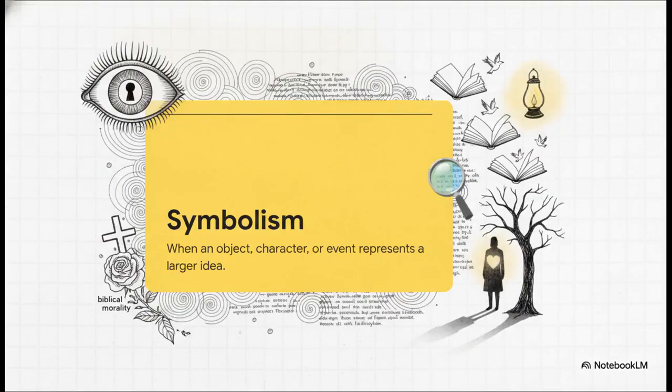Okay, moving right along to our second tool, symbolism. So if imagery is all about the senses, symbolism is all about the mind. Symbolism happens when an object, a character, or even a specific event represents a much larger, abstract idea. It's like a hidden layer of meaning resting right beneath the surface of the text. It totally rewards the careful reader, turning everyday items into these heavy carriers of the author's deepest themes.